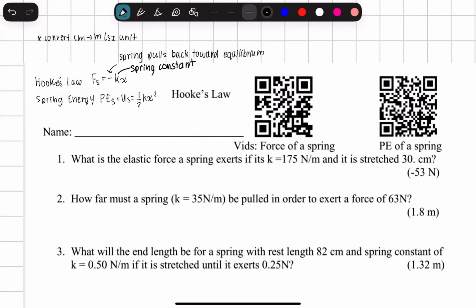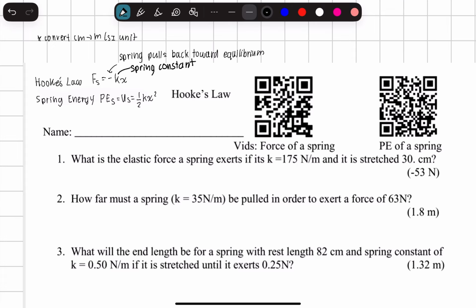In this video, we'll be going over Hooke's law. The formula you need to know is F_s equals negative k times x, where k is the spring constant, and the negative sign means that the spring pulls back towards equilibrium.